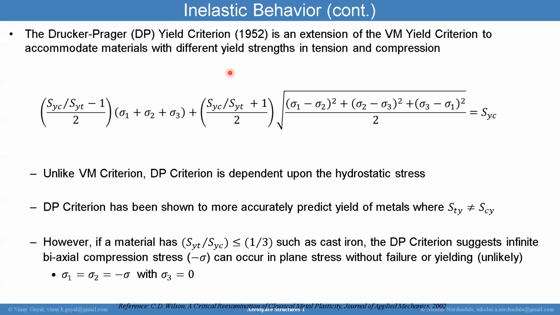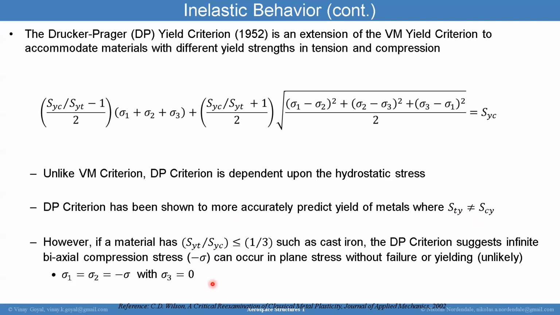And so this shows what the relationship is for the Drucker-Prager yield criterion. Unlike von Mises, it is dependent upon the hydrostatic stress. It can be more accurate, specifically in metals where the tension yield and the compression yield are not the same. If your material, like cast iron, has a tension yield that's 30% or less of the compression yield, the Drucker-Prager criterion can suggest infinite biaxial compression, which is also not accurate.